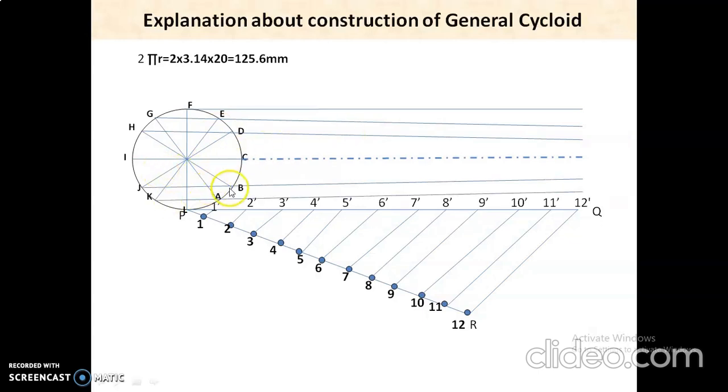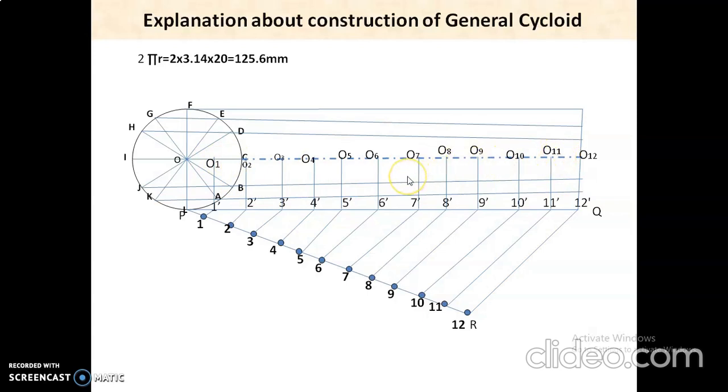Then draw the perpendicular lines from 1 dash, 2 dash, 3 dash, 4 dash, 5 dash, 6 dash, and so on, 7 dash, up to 12 dash. See here, from 1 dash, draw one perpendicular line. From 2 dash, again draw the perpendicular line. Similarly, up to 12 dash. These perpendicular lines will meet your center line at points O1, O2, O3, O4, O5, and so on, O12.